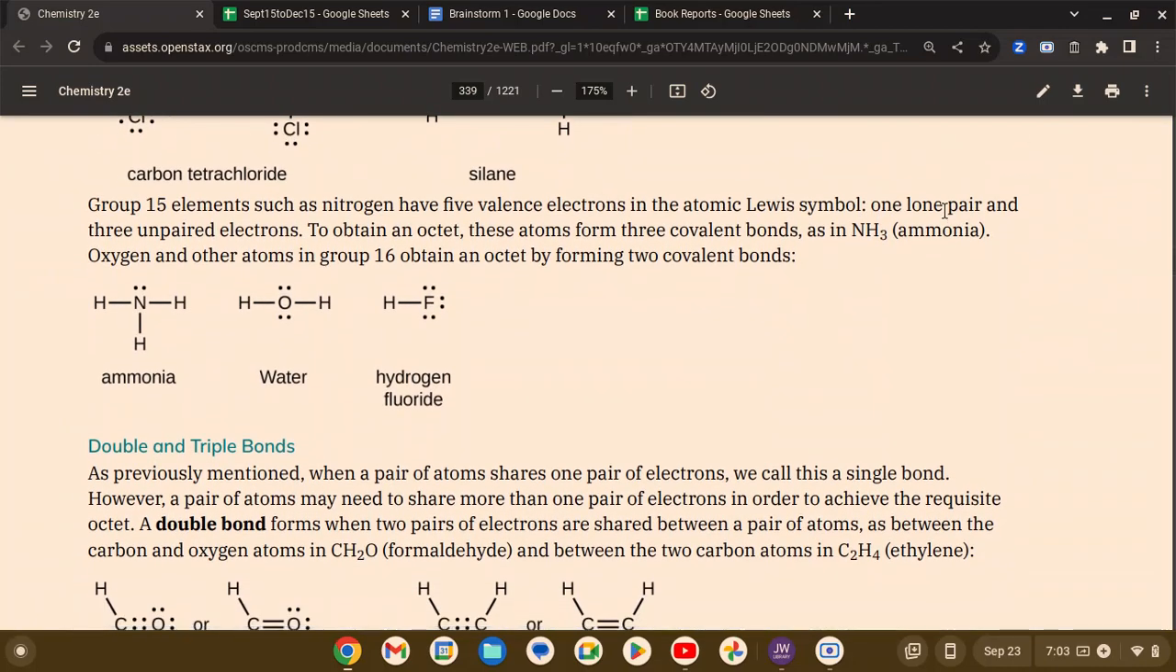Group 15 elements such as nitrogen have 5 valence electrons in the atomic Lewis symbol, 1 lone pair and 3 unpaired electrons. To obtain an octet, these atoms form 3 covalent bonds, as in NH3, ammonia. Oxygen and other atoms in group 16 obtain an octet by forming 2 covalent bonds. Double and triple bonds.